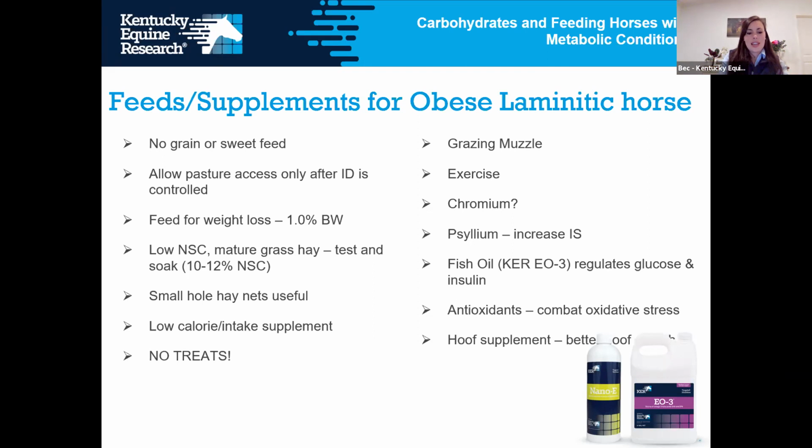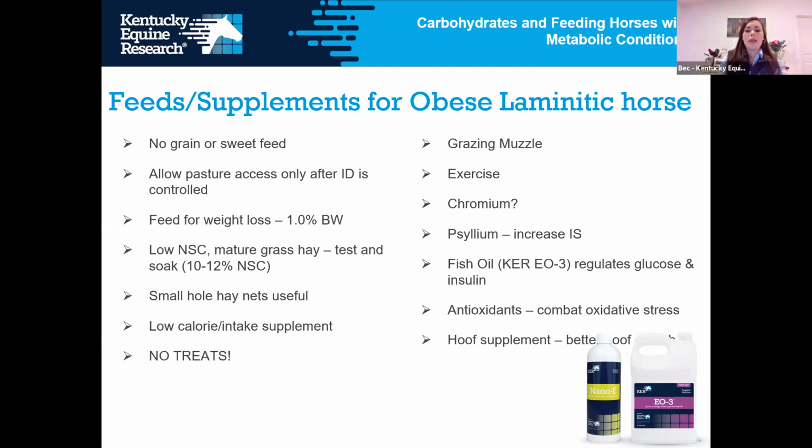Really no treats, and yes, I have written that in capitals because it is just the temptation. We still love to give our horse treats, but I would encourage you to use a pelleted vitamin and mineral supplement, for instance, instead, and give that as a treat. The horse will still love you.